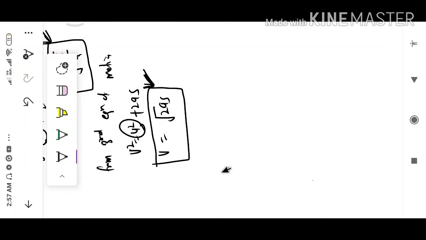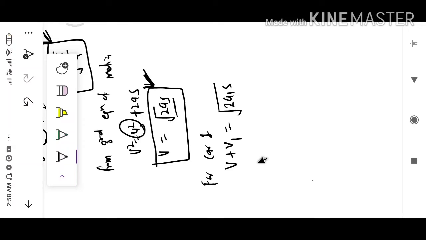So let's write for car A, car 1. How can I write the velocity? What is the velocity of car 1? So car 1 is basically v plus v1 is equal to root 2as. So for car 1, the acceleration is a1, so it is root 2a1s.